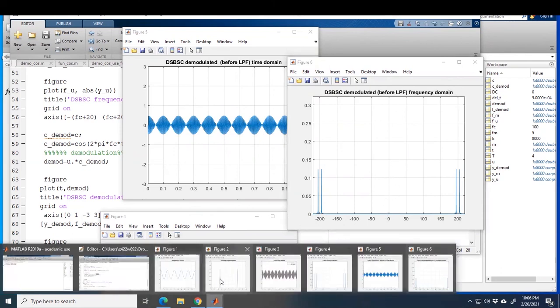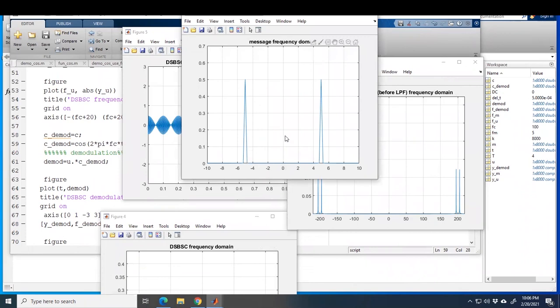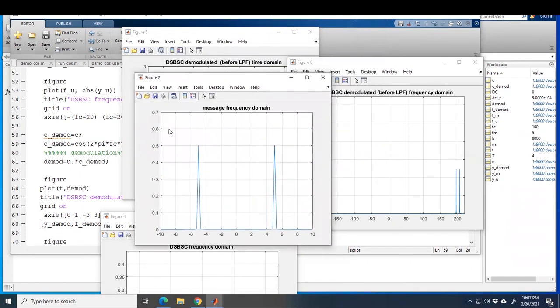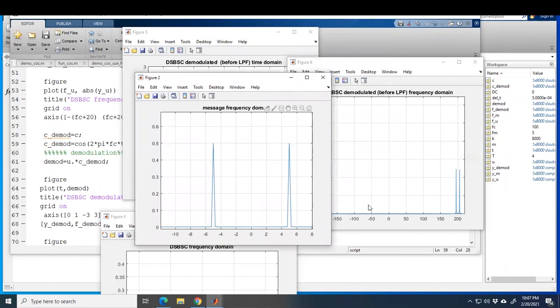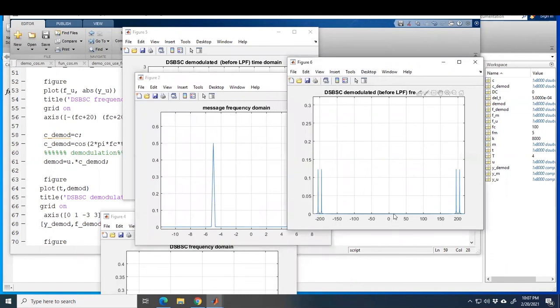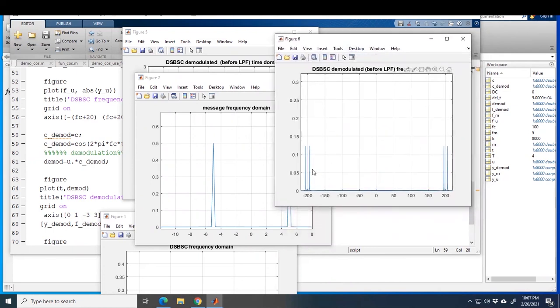We can go back to figure 2. This is our message. You need to have two spikes at 5 and minus 5. If we don't have these two spikes in the frequency domain, we lost the signal. So this is why the phase shift of pi over 2 is not good at all for the demodulation of the DSBSC signals. And remember that in the lab, you're going to perform all of this. That's in lab 4.